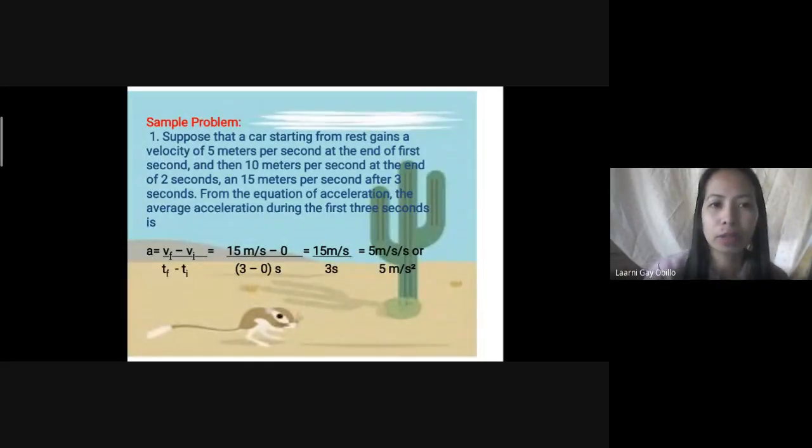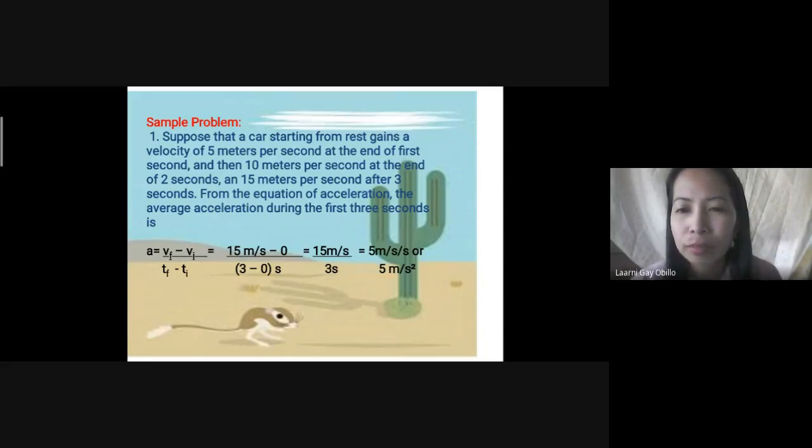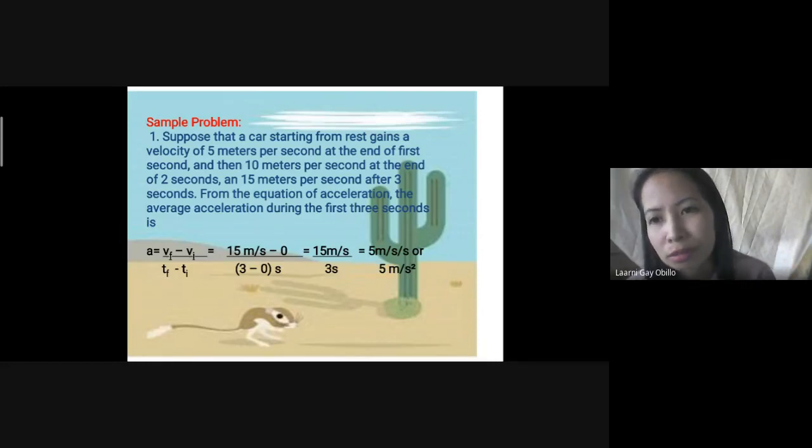Okay, let's have a sample problem. Sige, pakibasa nga po yung sample problem natin. John Mark. Baka si John Mark hindi nagsasalita. James. Ayaw din magsalita ni James. Rich. Dalawa lang yung kausap ko dito. Sige, Mario, pakibasa yung ating sample problem.